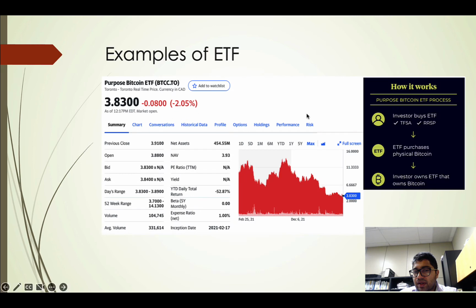Now there are fancier ETFs too. An example is the Purpose Bitcoin ETF. So this ETF tracks prices of Bitcoin. Investors can buy this ETF in a TFSA and RRSP, and this ETF purchases physical Bitcoin for investors and then they own that Bitcoin. Now the advantage of using ETFs to invest in crypto is you can add them into your TFSA. So it can be virtually tax free if BTC, that is Bitcoin, performs really well and you grow your money a lot. That might happen, that might not happen, but if it happens, then if it is in your tax-free savings account, you don't have to pay taxes on that.